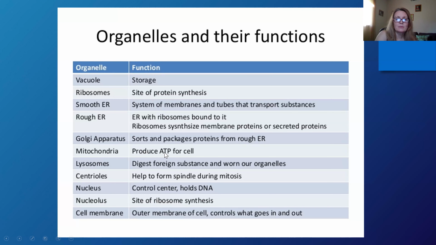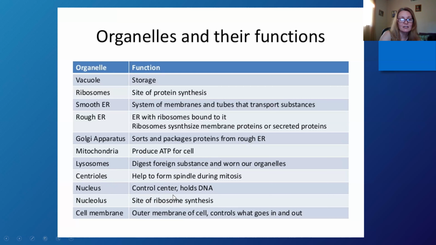So mitochondria, the major function of mitochondria is ATP production. I don't know, there might be some other function, but I never heard about any other function of mitochondria, but who knows? The function over here is production of ATP. Now, lysosomes digest foreign substances and worn out organelles. Centrioles help during cell division. They help in formation of a mitotic spindle during meiosis. So they pretty much help your cell to divide.